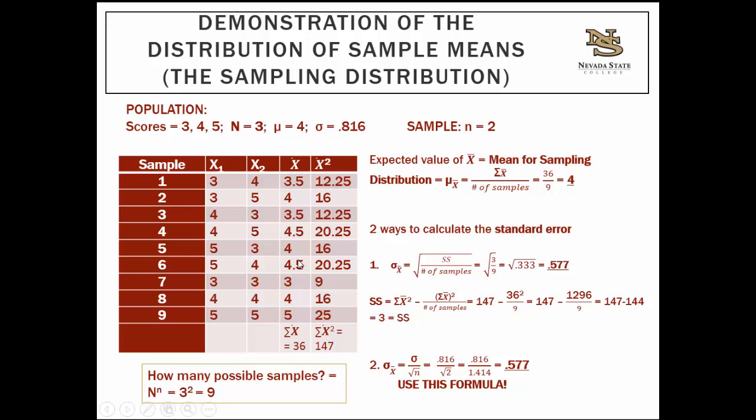You can add up all those means and find the mean of the means, right? So you add up all these means, you get 36, and then 36 divided by 9 samples tells you that you have a mean for your sampling distribution of 4. That is the same as the population mean. And that's covered in central limit theorem, but I wanted to demonstrate it for you here.